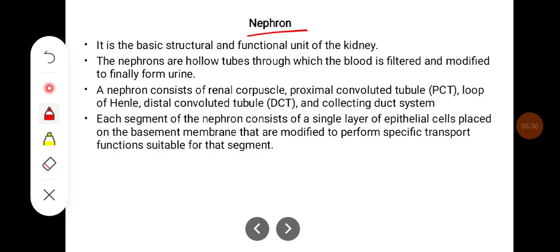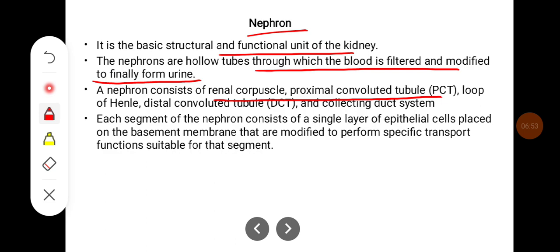Nephron. Nephron is the basic structure and functional unit of the kidney. The nephrons are hollow tubes through which the blood is filtered and modified, finally to form urine. A nephron consists of the renal corpuscle, the proximal convoluted tubule, which is called PCT, the loop of Henle, the distal convoluted tubule, that is DCT, and the collecting duct system.